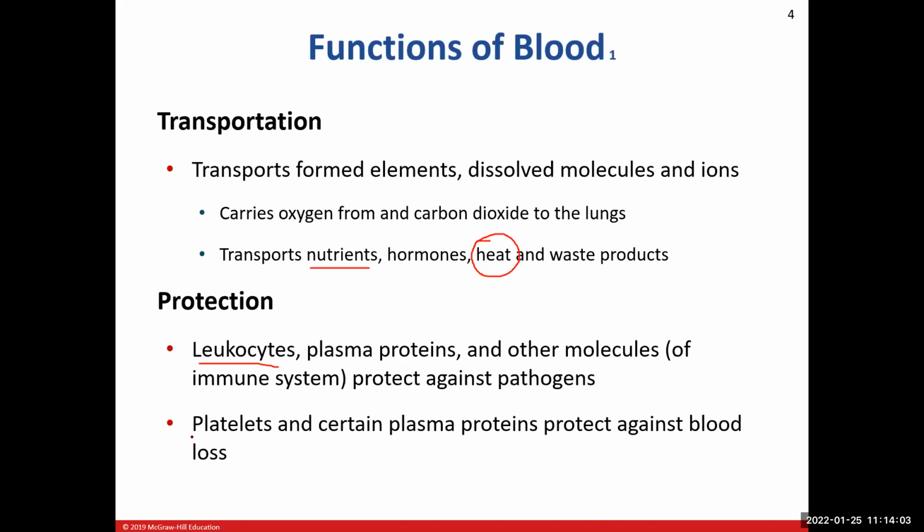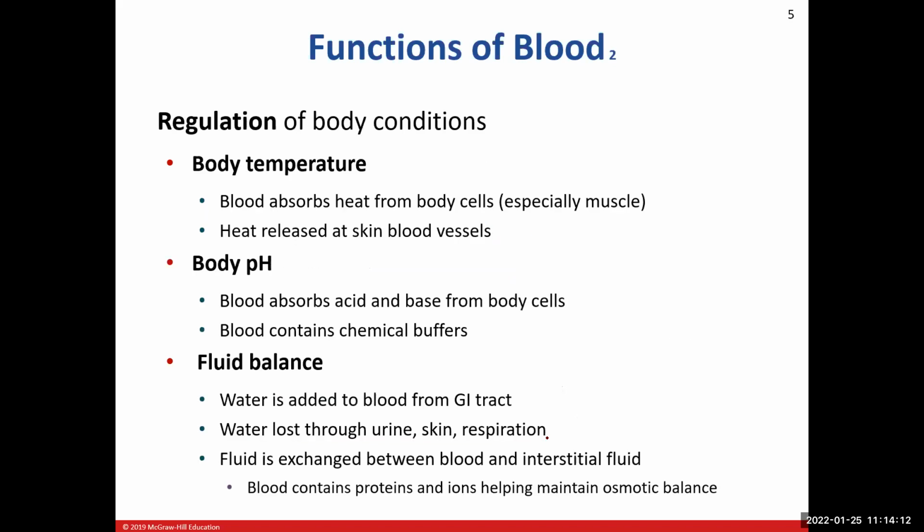And then of course our platelets help against blood loss, and we'll also see those plasma proteins help prevent against blood loss also. So when we're talking about functions of the blood, regulation of several different body conditions, you heard me talking about body temperature just a moment ago. That is an important component there.